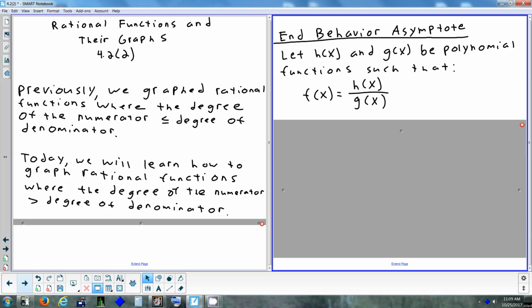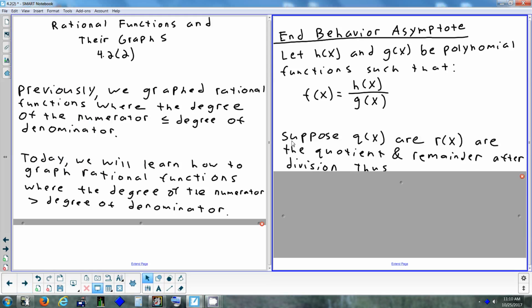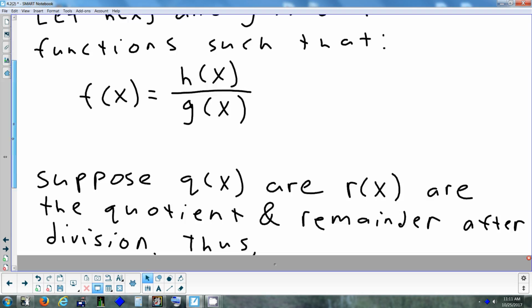Suppose we have some polynomials. Call them h of x and g of x, and we're going to divide them. We're going to assume that h of x has a higher degree than g of x. When you divide them, you're going to get a quotient and a remainder, just like always. So q of x would be your quotient, and r of x is your remainder.